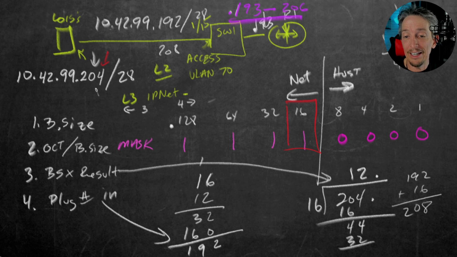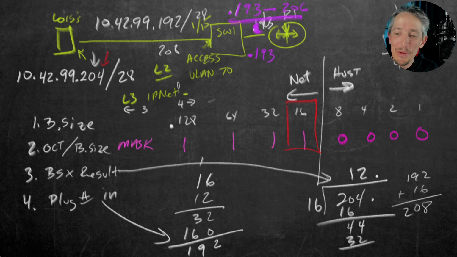So this client on 10.42.99.204 is in the network 10.42.99.192 with the /28, and the first valid host address is .193, and if that's our default gateway, that's what we'd plug in. Whew. I would have chosen a different example that had fewer digits in it, but that's how it works.